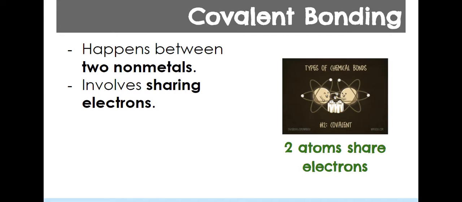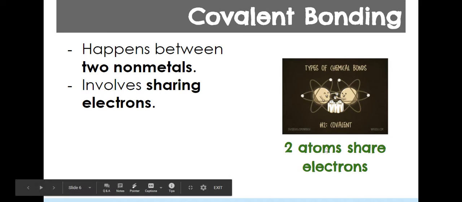Covalent bonding happens between two nonmetals and it involves sharing electrons. So in this image, you can see that the two atoms are out to dinner together and they are swapping food. They're letting each other taste what's on each other's plates. They're sharing the food equally. And that's what happens when you have a covalent bond.